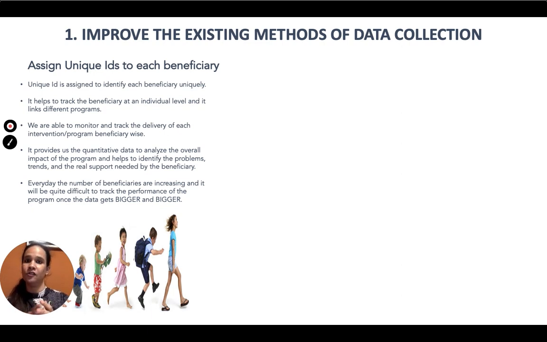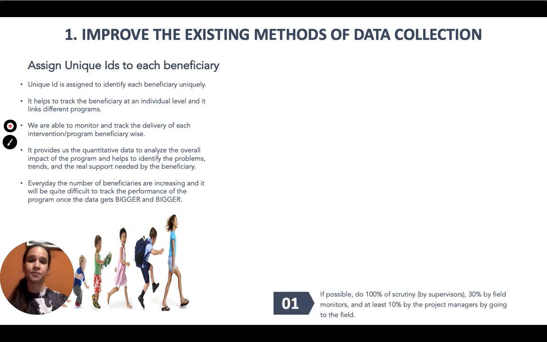Not to say that if you assign unique IDs, you won't have problems of people dropping out, or problems of not reaching beneficiaries or respondents, but it really helps us to set in place a system to track different kinds of participants and beneficiaries over time. So that's number one, a process that you need to put in place for any kind of data collection.